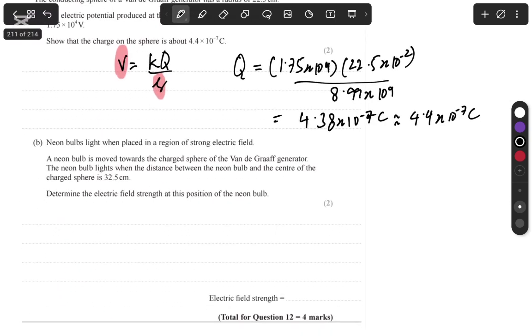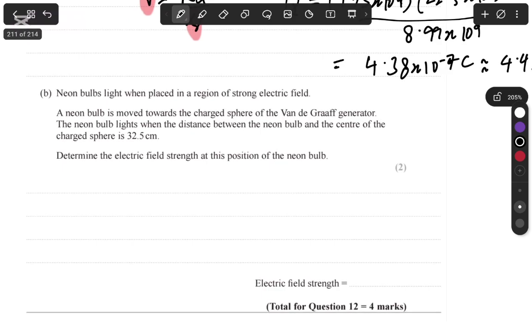Okay, next part. Part B says neon bulbs light when placed in a region of strong electric field. A neon bulb moves toward the charged sphere of the Van de Graaff generator. The neon bulb lights when the distance between the neon bulb and the center of the charged sphere is 32.5 centimeters, and they want you to find the electric field strength at this position of the neon bulb.